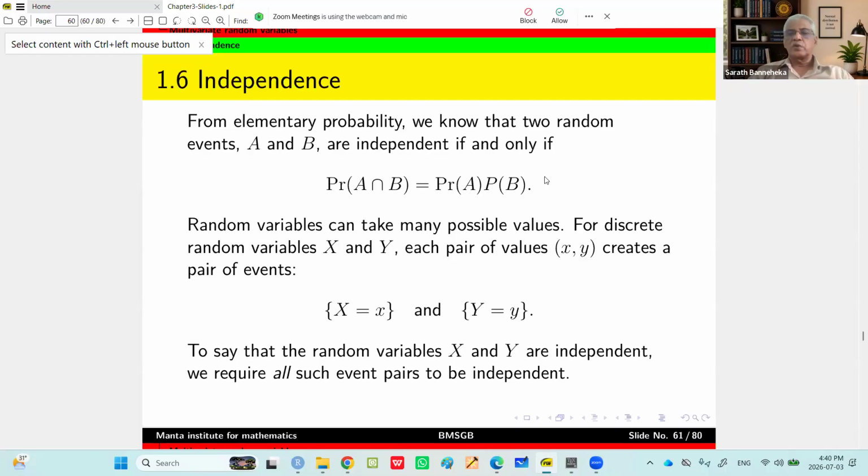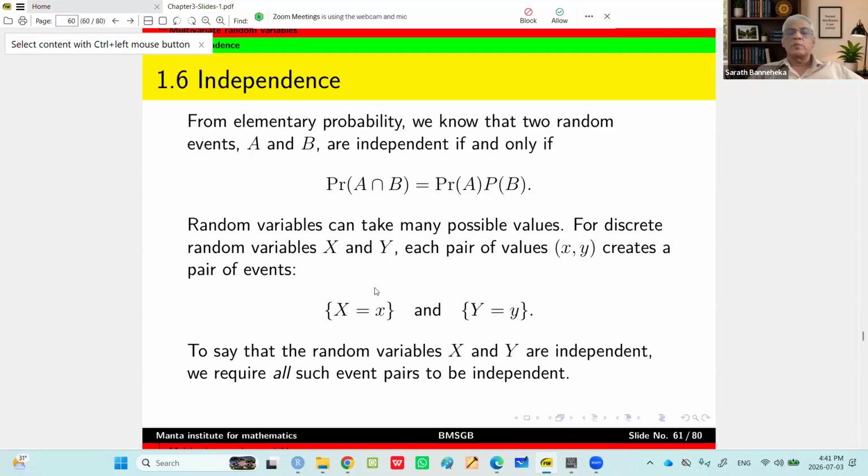But in particular, if the random variables X and Y are discrete, we can consider a particular set of events rather than all the events, because all the events can be written down in terms of these events. So let's consider the event X equal to small x and Y equal to small y, for any small x and small y.